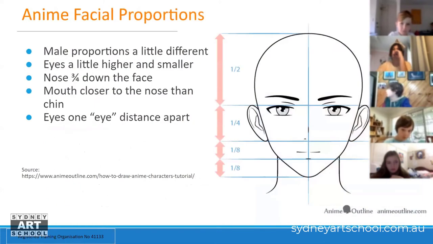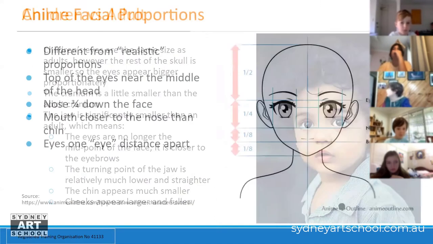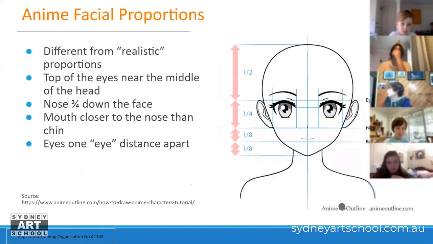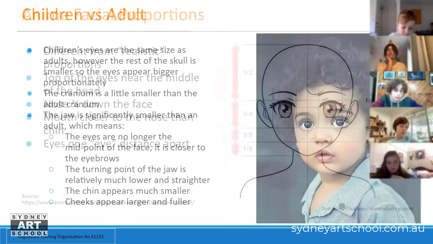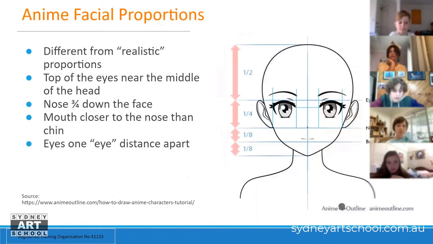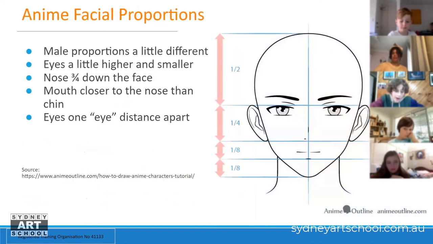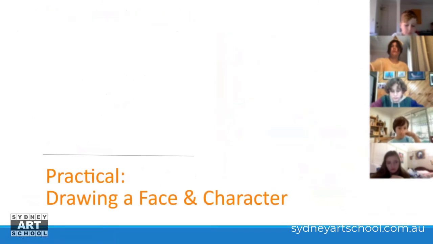Now, if you have a look at the male proportions, often female anime proportions are more similar to children or teenagers. If you have a look at male proportions, they're usually a little bit closer to adult proportions. So you can see the eyes are slightly higher up the face and there is more of that jaw. So the jaw is bigger and heavier. And so you get slightly less of a younger look and a slightly stronger look, but they are still not quite adult proportions. So there is still a reduction to the overall size of the jaw and the eyes are probably still a little bit bigger.